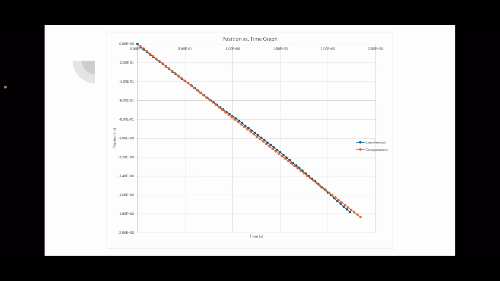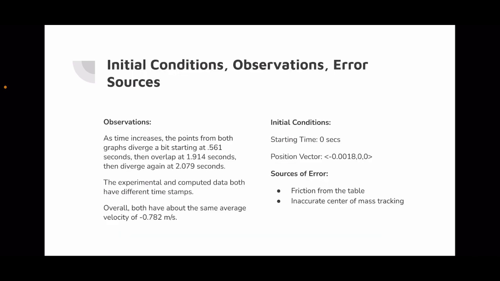experimental and computational model also increase, but overall both have about the same average velocity of negative 0.782 meters per second. The initial conditions for the experiment were 0 seconds, and the position vector was negative 0.0018 meters, as observed in the GlowScript code.